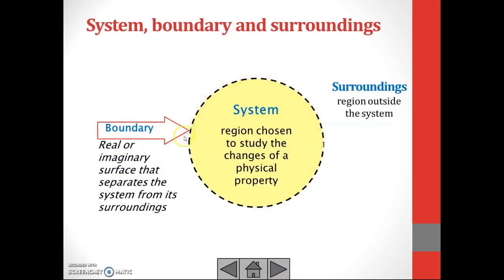Okay, so this is a system. We have system, boundary and surroundings. This is a system. System is the region chosen to study the changes of a physical property, and the dotted lines in here is the boundary. Okay, the boundary is real or imaginary surfaces that separates the system from the surroundings. So this is the region of system. Outside of the system is the surroundings, region outside the system. So the one that separates between system and surrounding is the boundary.